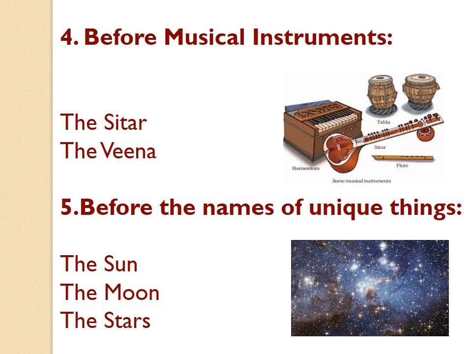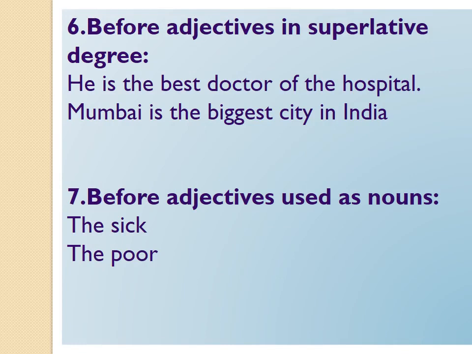Next is before adjectives in superlative degree. Yes, students, when in a sentence there is an adjective and the superlative degree is used, we use the definite article before that degree. For example, he is the best doctor of the hospital. Mumbai is the biggest city in India.